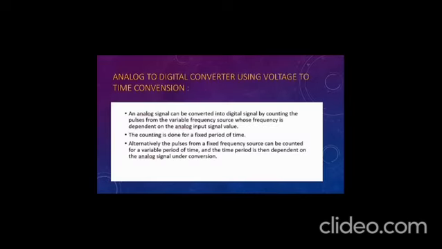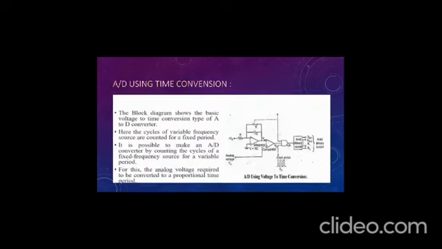This slide is about analog to digital conversion using voltage to time conversion. Analog signal can be converted into digital signal by counting the pulses from a variable frequency source whose frequency is dependent on the analog input signal value. Counting is done for a fixed period of time. Analog to digital using time conversion.